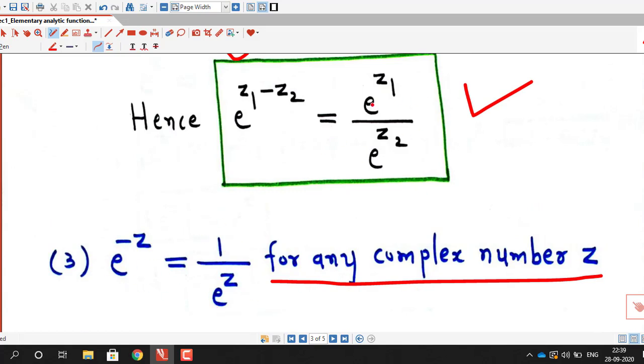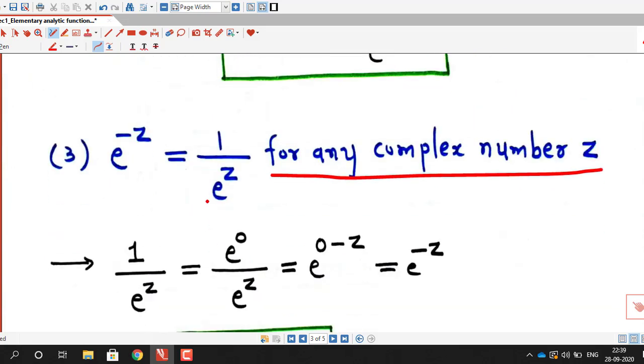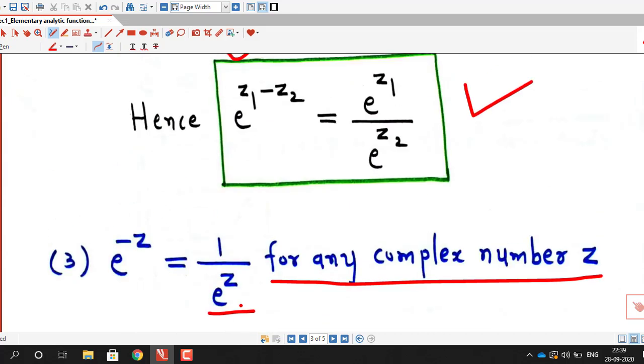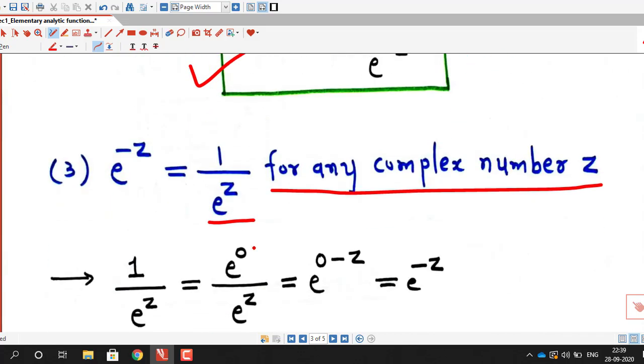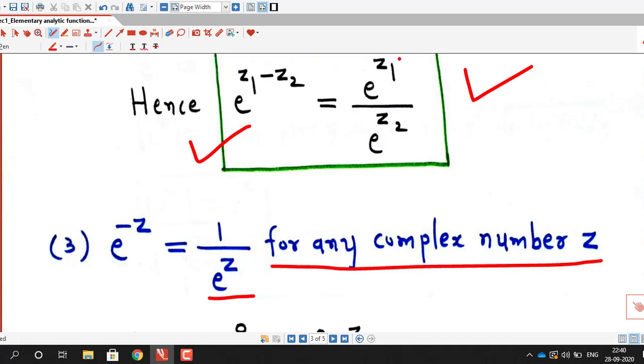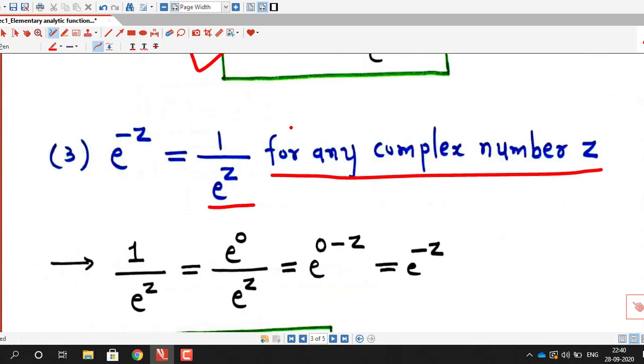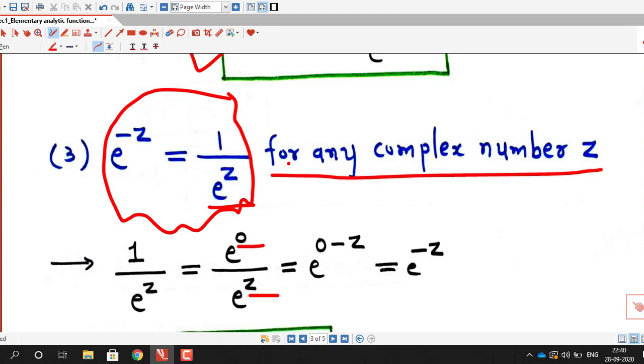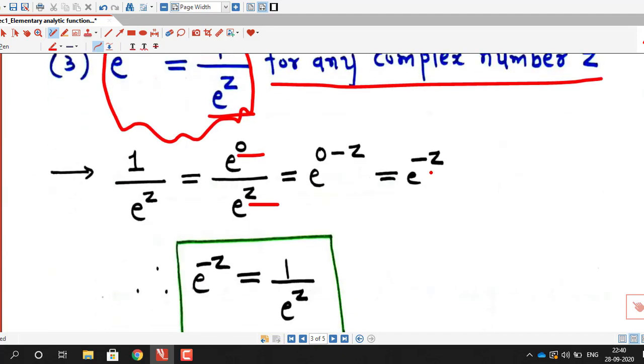Okay, instead of 1 I can write e raised to 0. So I start from right hand side, 1 divided by e raised to z equal to e raised to 0 divided by e raised to z, and using this property in reverse way, e raised to z1 divided by e raised to z2 equal to e raised to z1 minus z2. So here e raised to 0 divided by e raised to z equal to e raised to 0 minus z, and that is nothing but e raised to minus z. Okay, so we have shown that e raised to minus z can be written as 1 upon e raised to z for any complex number z.